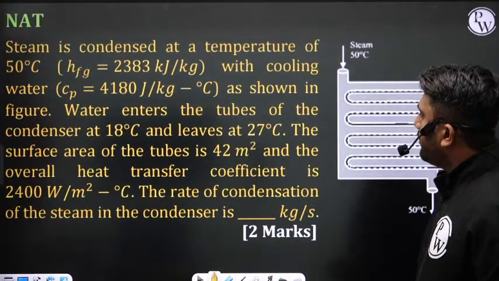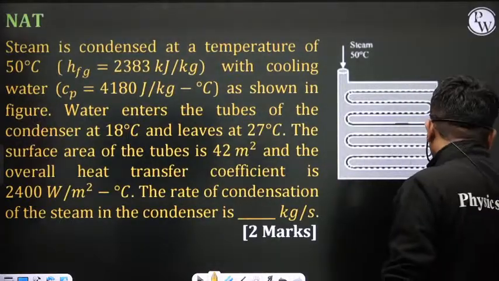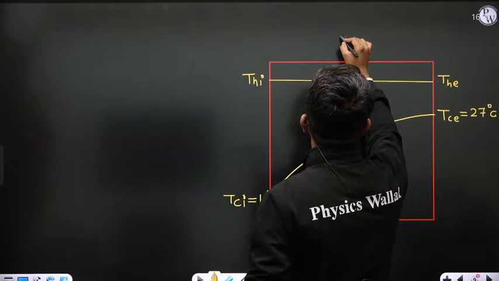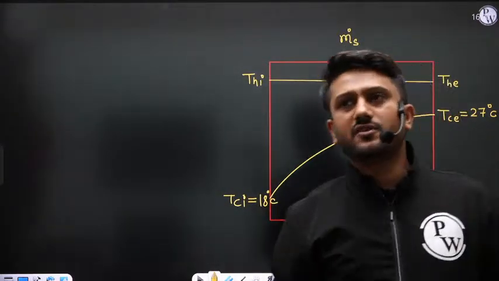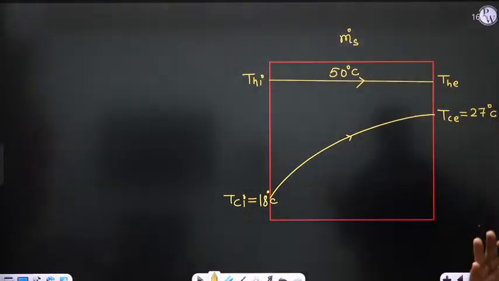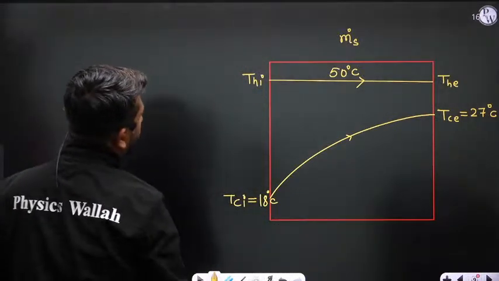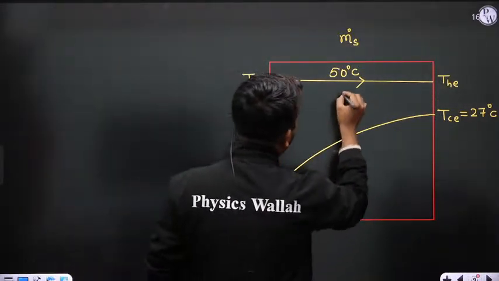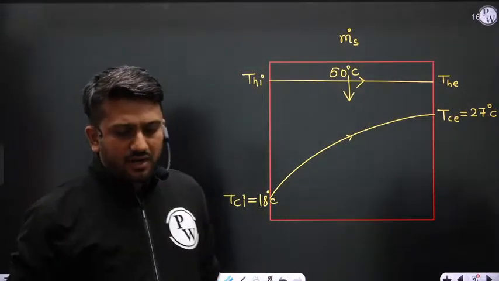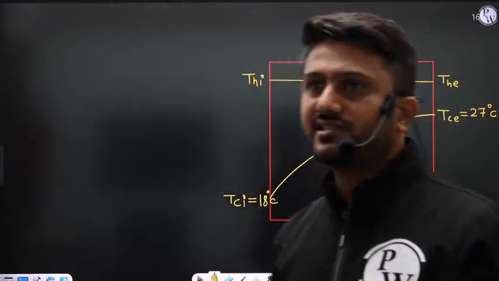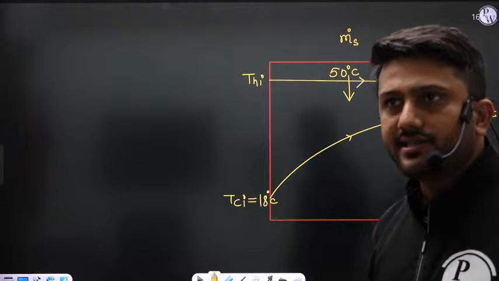Now, in this question, it is asked what the rate of condensation of steam in the condenser is. So it asks for the mass, or the rate of mass, of the steam condensate. First tell me, what is the latent heat of condensation released? Because steam is condensing, definitely the latent heat of condensation is released.